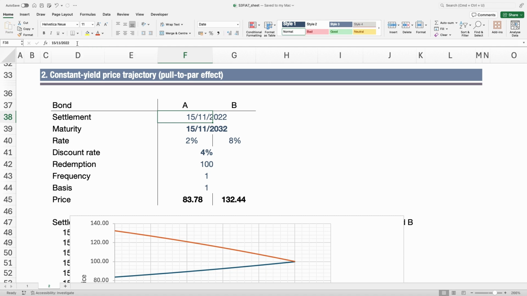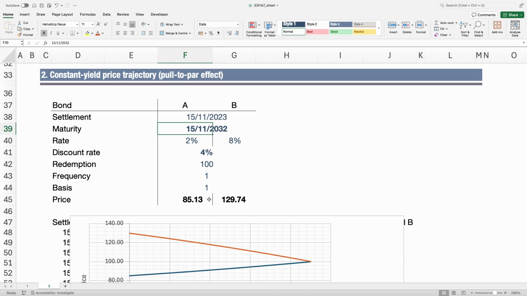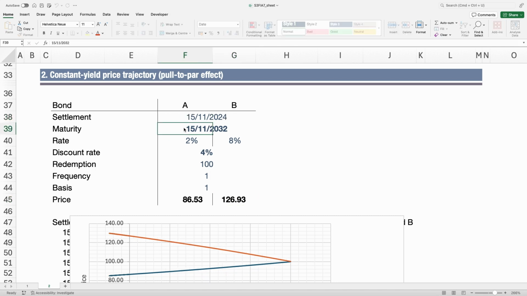If we move 1 year later on a settlement date of November 15th, 2023, bond A's price goes up to 85.13 and bond B's price decreases to 129.74. You can, anyways, see this price trend for both bonds in the chart I've already prepared, which is fed by the cells in the data tables underneath. We say that the price is pulled to par.